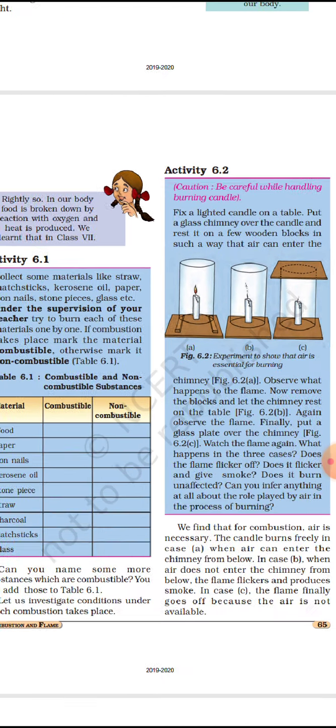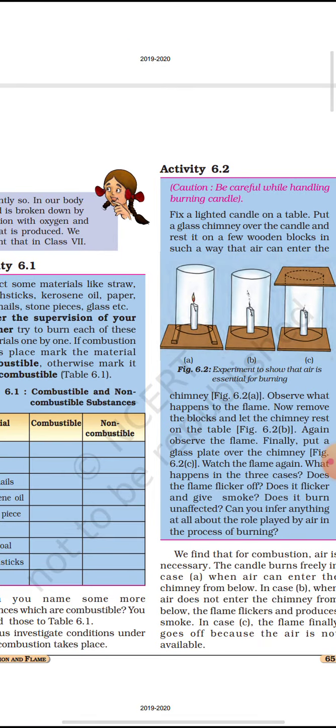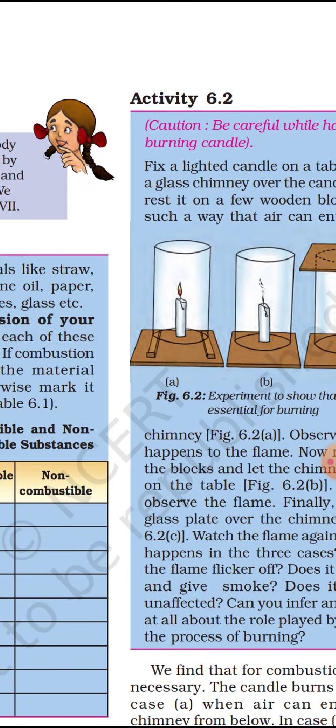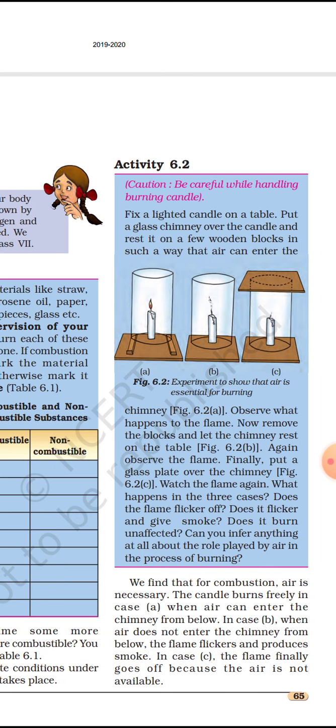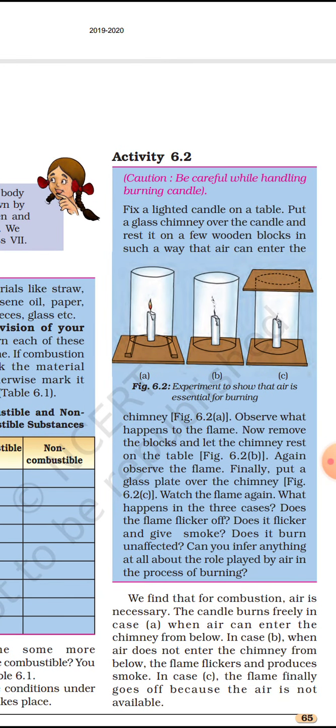Next, see activity 6.2. See the picture of A, B and C. First you fix a lighted candle on a table. See, this is picture A. Then you close it with a glass chimney over the candle. See, two wooden blocks are kept under it, so that air can enter through it. What happens now to the flame? It keeps burning. Now you remove the blocks and let the chimney rest on the table.